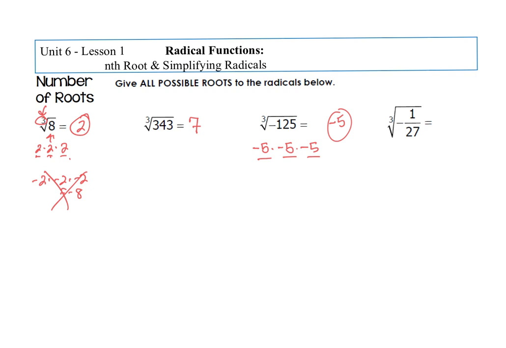And then the cube root of negative 1 over 27, again, it works the same way. The cube root of negative 1 is negative 1, and it's always that the negative applies to the numerator, not the denominator. The cube root of 27 is 3, so it's negative 1/3. Again, cube roots always keep the sign of the radicand.